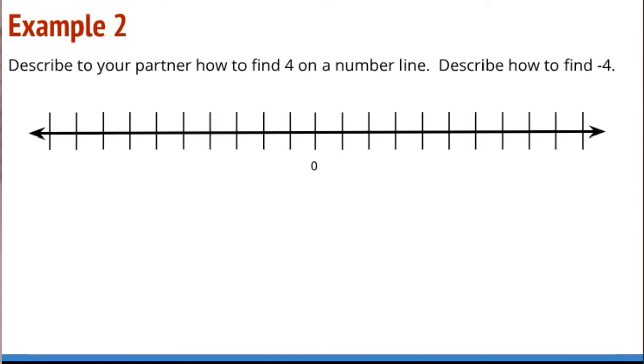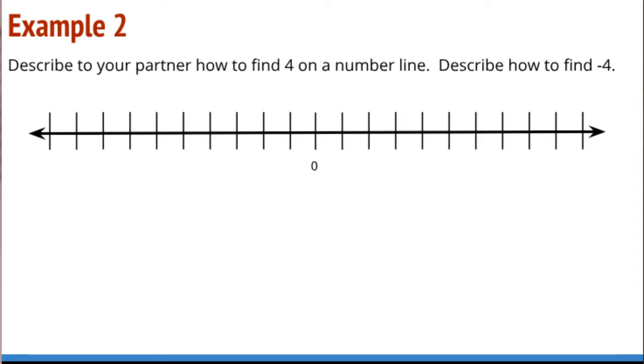All right, so this would be a time to pause and think through how would you explain to someone where 4 is on the number line. So go ahead and pause and go through your whole explanation for where 4 is on the number line. And when you're ready, go ahead and unpause.